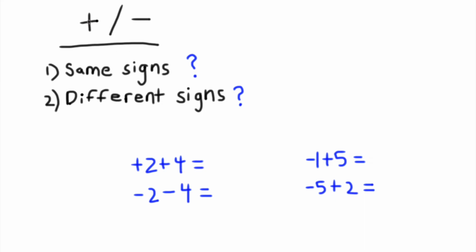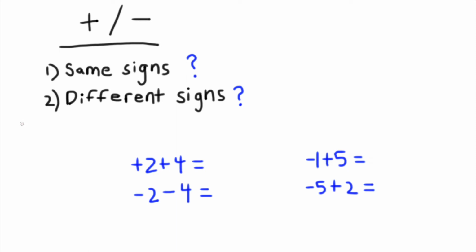We're talking about addition and subtraction of numbers, whether we have positive or negative numbers. So the first case we have is up here. What do we do if we have the same signs? Good question. Look on the left side here. Do you notice both of the numbers have the same sign? Positive 2, positive 4. Negative 2 minus 4, or negative 2 negative 4.